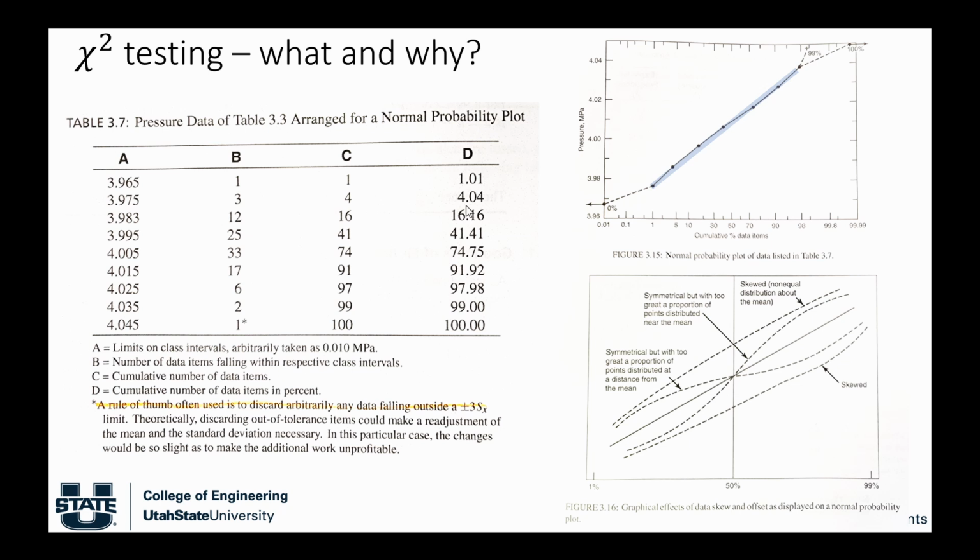And so if we take this column and make a plot, we have cumulative percent of data points on the x-axis, and on the y-axis, we have our pressure in megapascals. You can see that we have highlighted here in blue a pretty good trend that looks quite linear between these points. And we left the data points off of this end and this end because we only had one and they're pretty skewed.